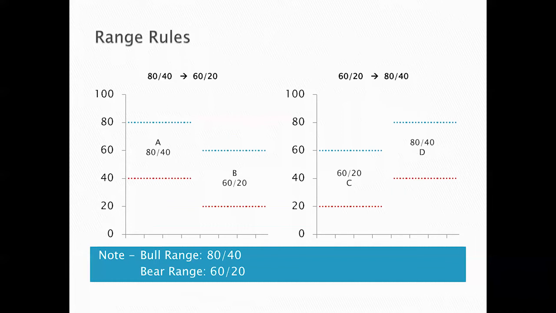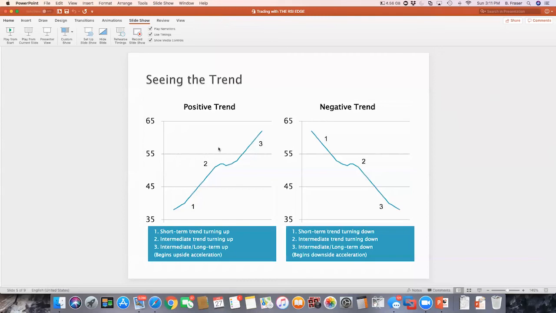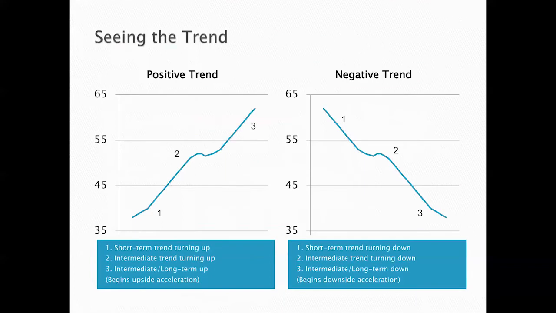If you've made a low down in block C, sometimes it won't get to 20. It'll stop at 30. But if it breaks 30 and the RSI is still falling, then you're going to see further downside. Okay. With the range moving average, say the 9-period moving average on RSI, this is seeing the trend.